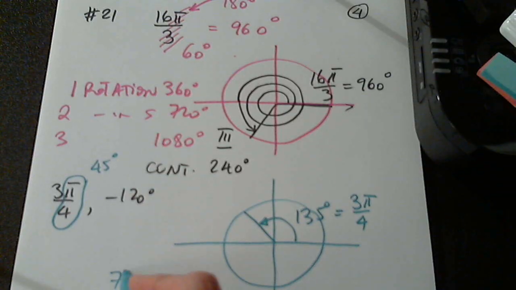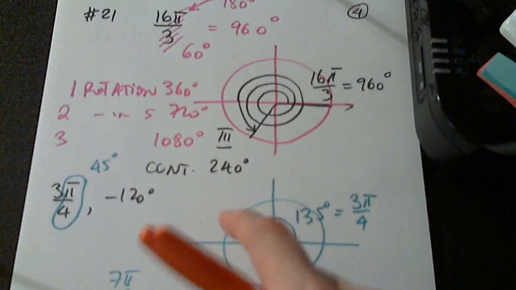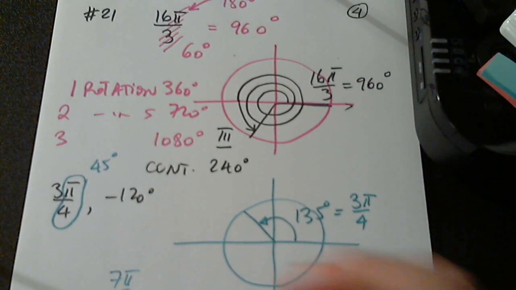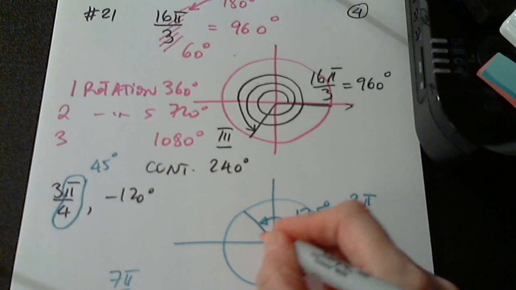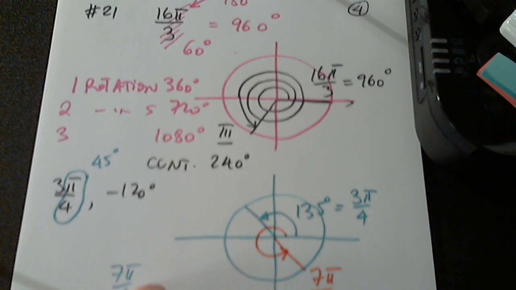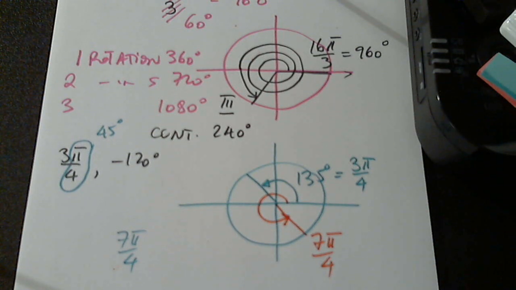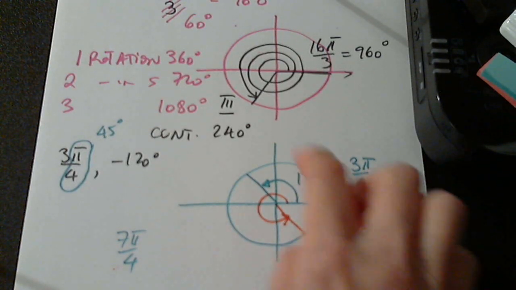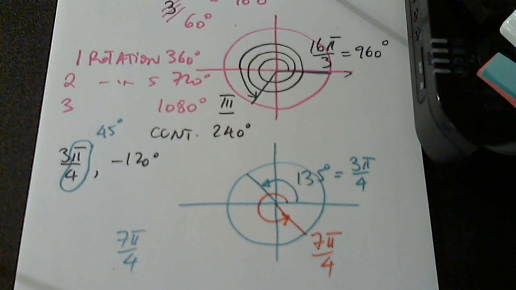What about 7 pi over 4? Very easy. 1, 2, 3, 4, 5, 6, 7. Done. This is 7 pi over 4. Please remember, pi over 4 is a friendly angle. When it comes to 60, it's more difficult to count. 30 is not difficult, but 45 is the easiest. 1, 2, 3, 4, 5, 6, 7.